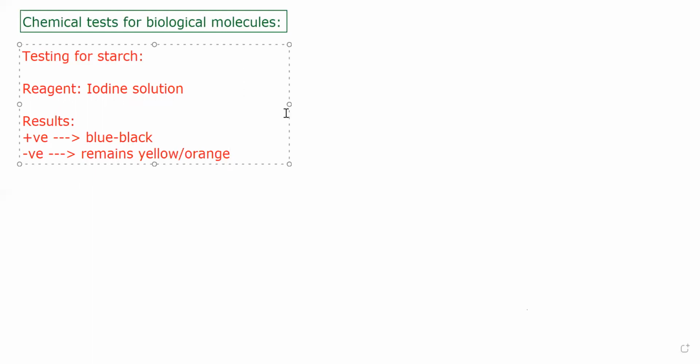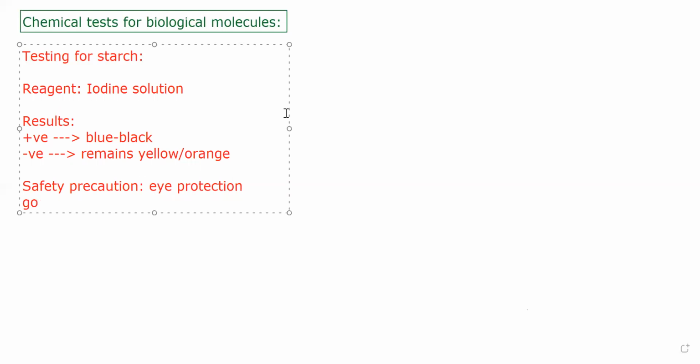One more thing, they will ask us about the safety precaution for each test. So we should know the safety precaution for this test particularly, which is eye protection. When we are talking about eye protection, we can talk about safety goggles. So here, safety goggles.